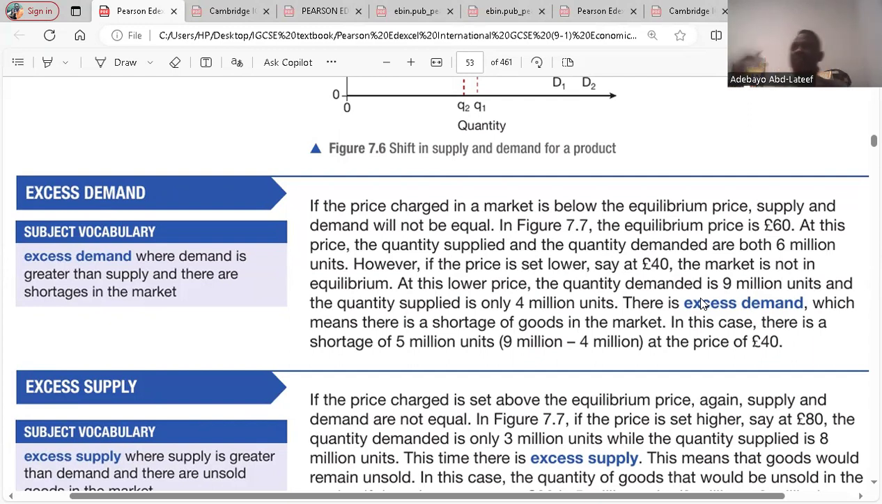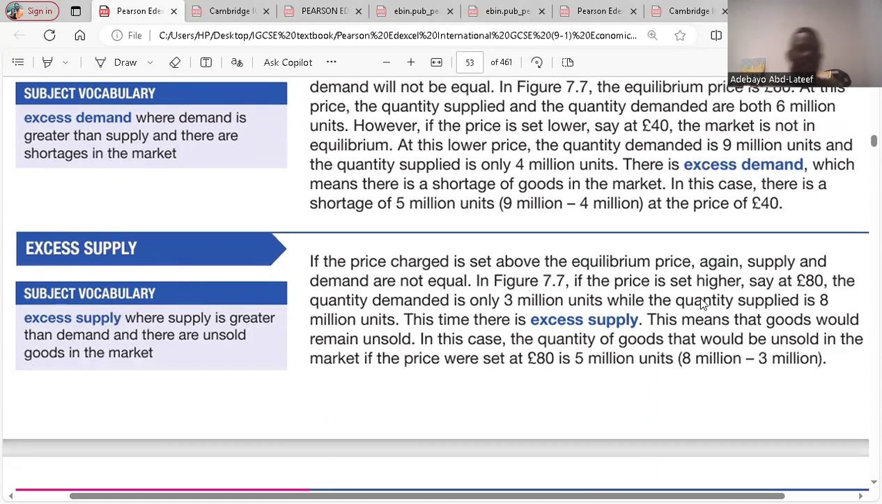The market price is the price at which consumers are willing to pay, you know? So imagine the price now falls below what consumers are willing to pay, they will buy more. That brings about excess demand. So excess demand is a result of a fall in price below the equilibrium price. Is it clear? Yes.